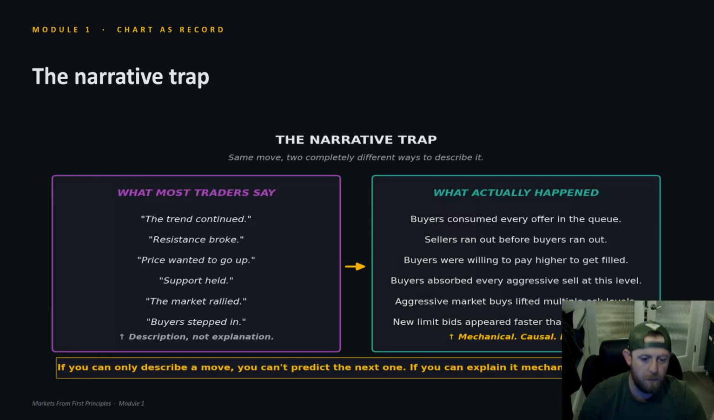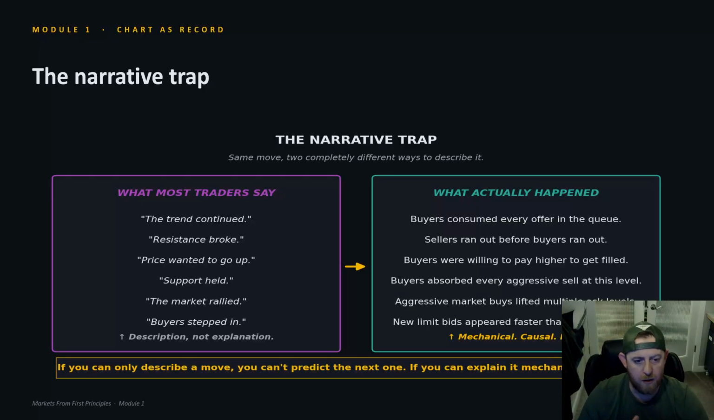And like we had just seen, there was a level of fair value where you, for a time, had pretty equal buyers and sellers. And then the sellers ran out of chairs to sell, and the buyers had to keep pushing up to find the next group of sellers. That is what somebody would mean when they say resistance broke. That's giving the chart agency. Chart didn't do that. There were more buyers. Price wanted to go up. No, price didn't want to do anything. Buyers were willing to pay higher for their chair. So the receipts showed that price continued to move up as a running tape of what those buyers were willing to do.